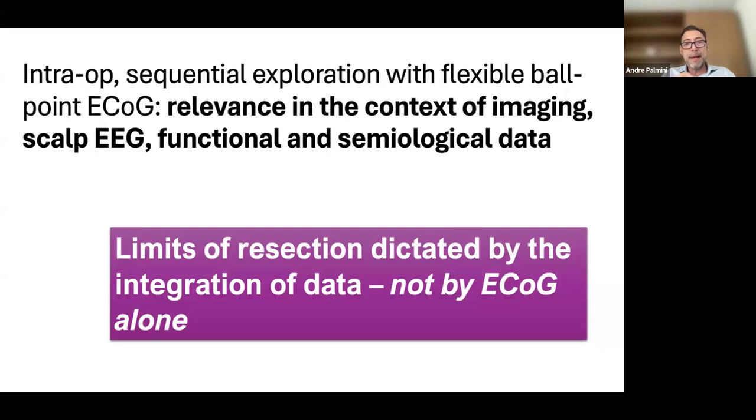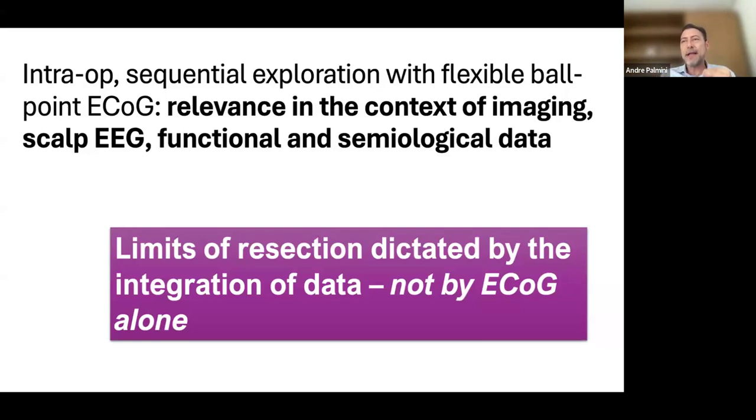So the way we do it is what we call the intraoperative sequential exploration with flexible ballpoint ECOG electrodes. And we believe this has relevance if you can associate this finding with preoperative non-invasive data, okay? So it's very important when you use acute ECOG, and this is a different paradigm from SEEG, that you don't think that acute ECOG will give you all the answers.